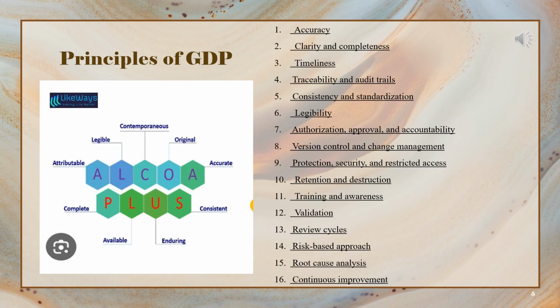Now we'll be discussing the principles of good documentation practices. There are said to be 16 principles involved, and the first one is accuracy. Every piece of information recorded should be correct and precise. The second one is clarity and completeness, that is, the documentation should be clear, understandable and complete. We should use plain language, provide context and include all relevant details. The third one is timeliness, where the documentation should be recorded without delay and kept up to date.